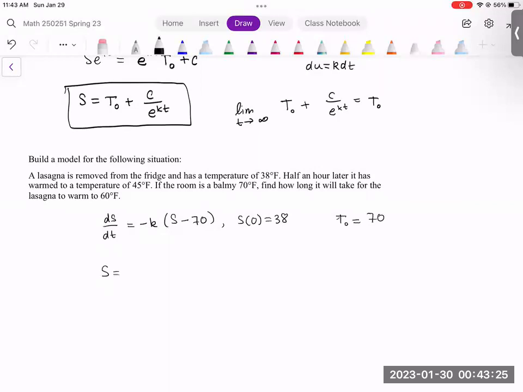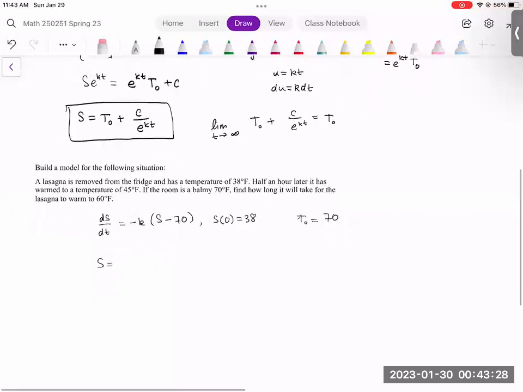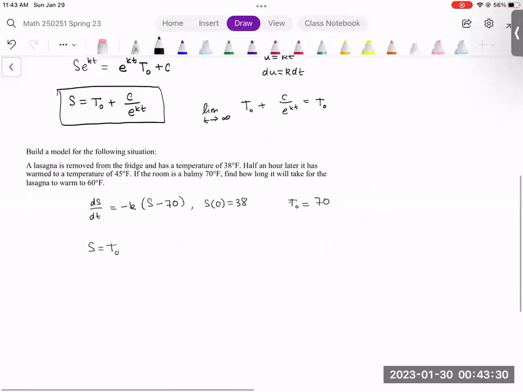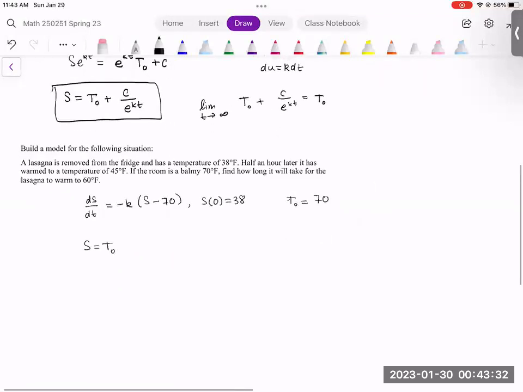We have that S is equal to T naught plus C over e to the kt. Okay. Where in our case, T naught is equal to 70. So this is that temperature that we're going to be approaching. And our job is to find values for the constant C and the constant k, just telling us how quickly we're heating.